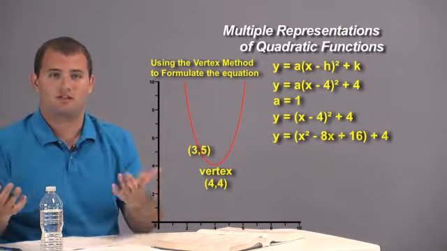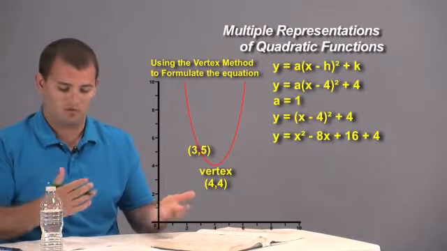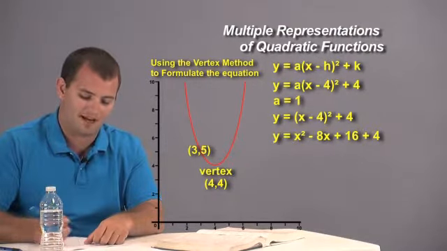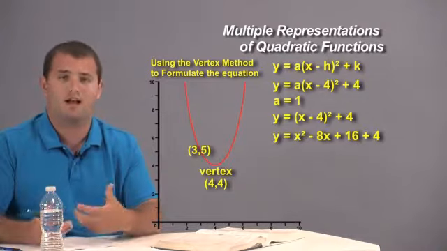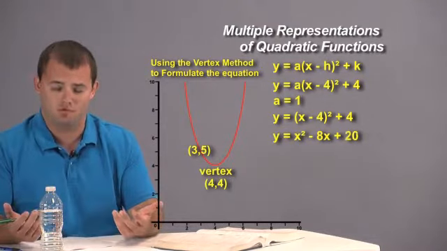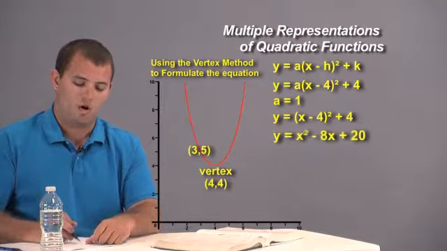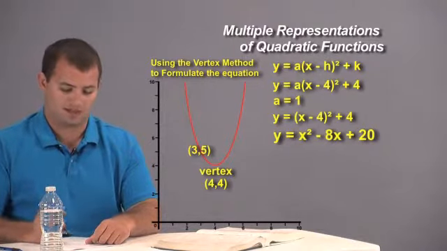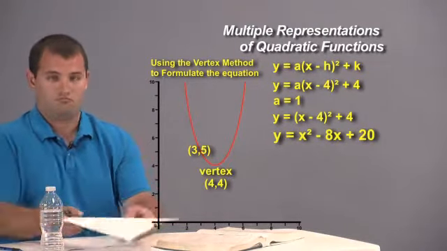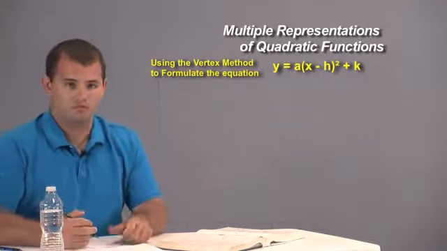I can drop the parentheses because I don't have any weird number multiplying, and so I have x squared minus 8x plus 16 plus 4. I add the 16 to the 4 and I get 20. Then the equation becomes y is equal to x squared minus 8x plus 20. And we're done. Now, one more example.